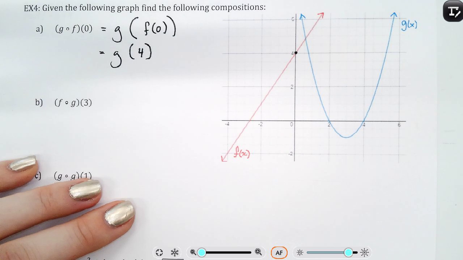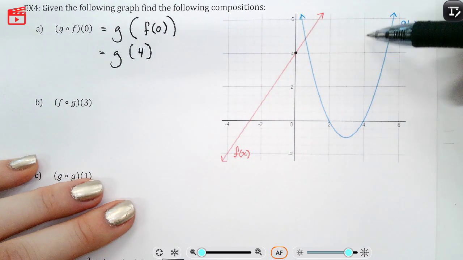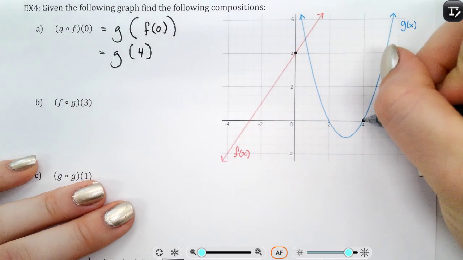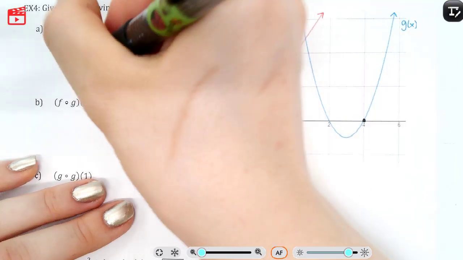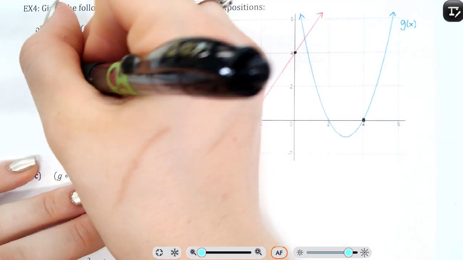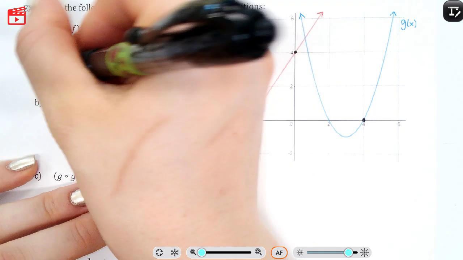Okay, we're going to look for 4 as the x value. It's right here. And then where is my g? G is right here. So what is the matching y value? The matching y value is 0. So g of f of 0 is 0.